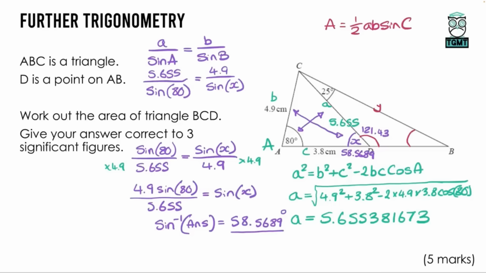Now I can do the sine rule again. So if you're already happy with the sine rule, we're now doing the sine rule for lengths. I want to find this length here, which is opposite this 121. I can find the angle in the bottom right because it's angles in a triangle.